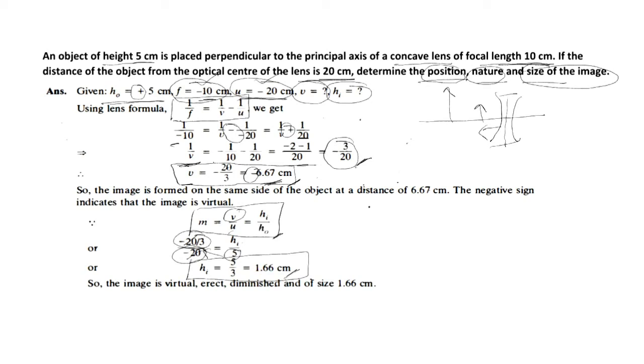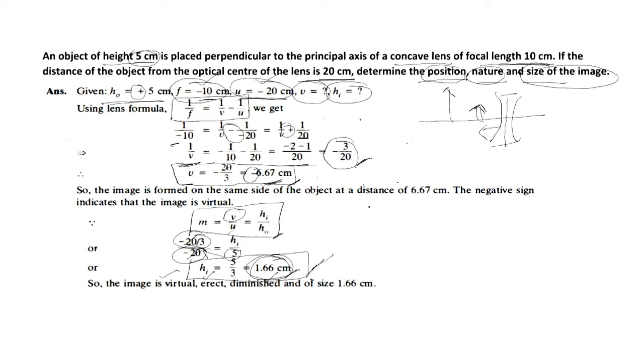Now look, the value of hi is positive. Positive means the height of image is vertically upward. Clear? So we have the image is virtual, erect and diminished. Look, the size of object is 5 centimeter and the size of image is 1.66 centimeter. So the image is diminished.